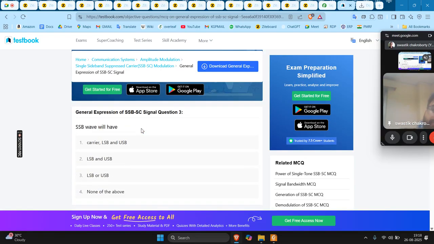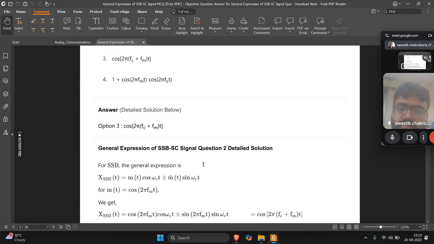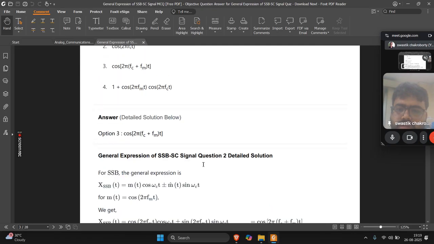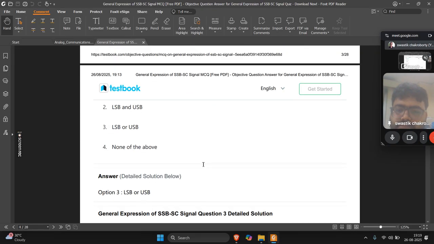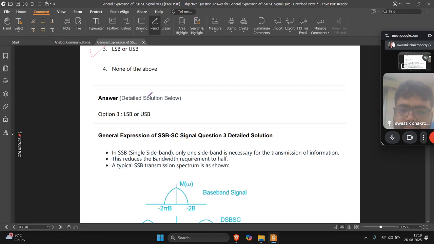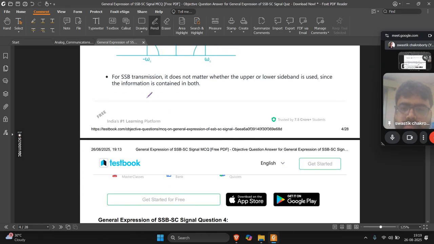SSB will have carrier, LSB and USB, LSB or USB, or none of them. Since it is single sideband, it has only one sideband, so it will be either LSB or USB. So the correct answer is option 3. Only one single sideband will be there.